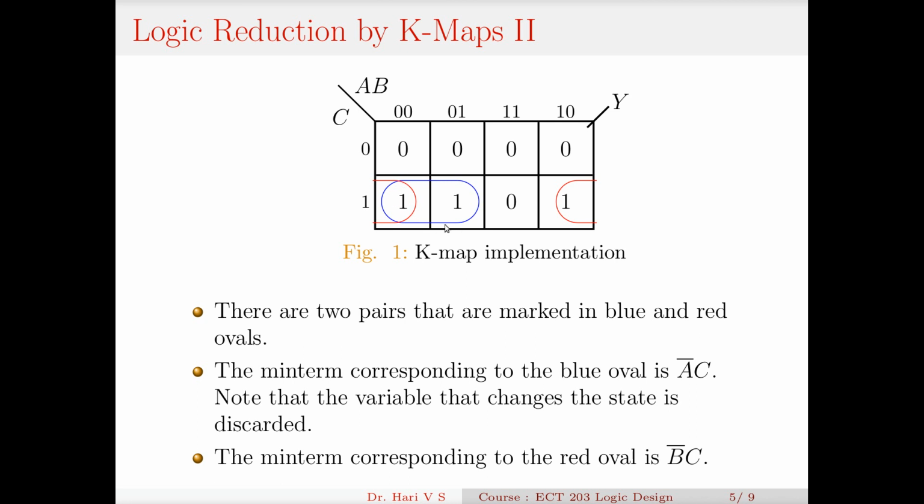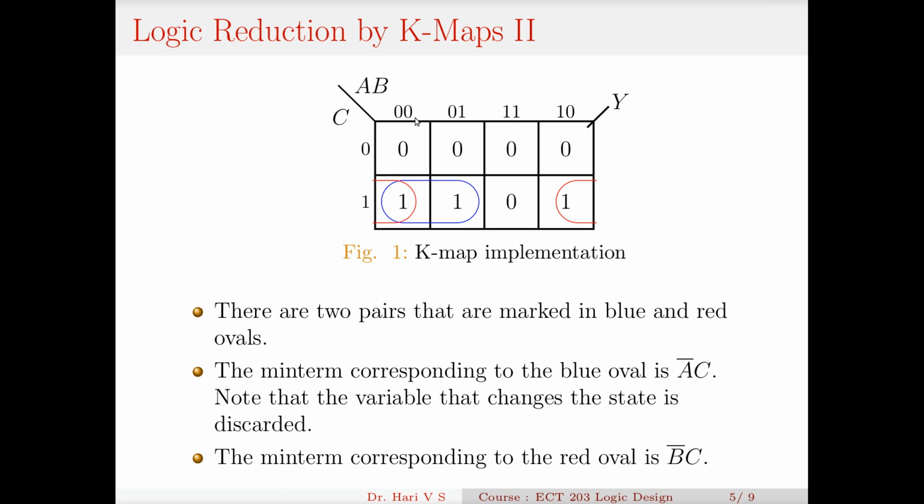Now the question is, what is the minterm corresponding to this pair? That I can easily find by looking at the corresponding rows and columns. If I look at the row, you can see that it spans only one row, and there C equals 1. So the contribution is C. And if you look at the columns, this oval spans 2 columns. Here you have to look for the variable that does not change.